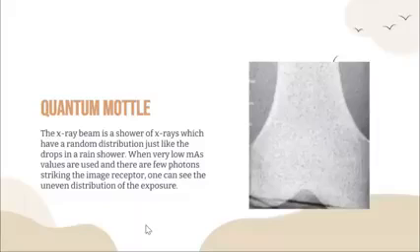Okay? When very low mAs values are used and therefore few photons are striking the image receptor, one can see the uneven distribution of the exposure. So di ba, pag less ang inyong mAs, that means lesser ang intensity sa X-rays, lesser ang number sa X-rays na mag-reach sa IR. And this will result to a quantum mottle. The radiographic image appears grainy. Freckles or blotches of dark and light are seen across the image when closely examined.